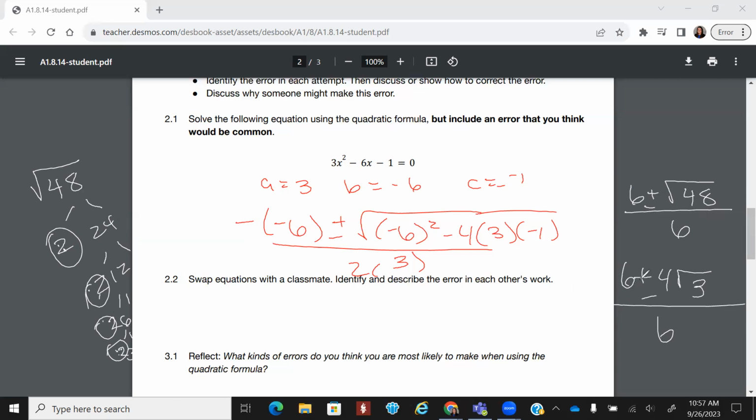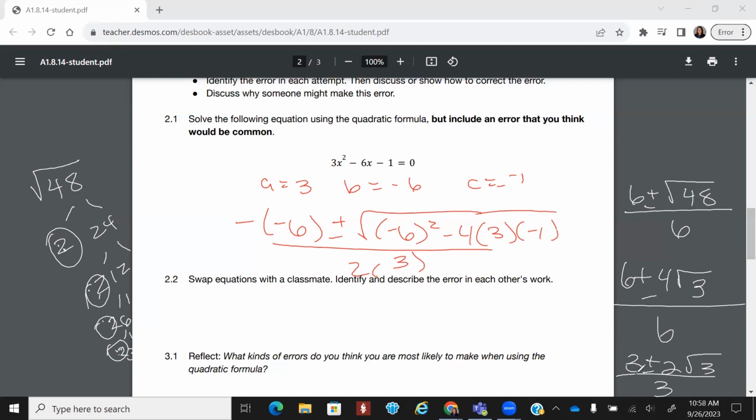Did it simplify it for you? Yeah. So how did I get 48? A lot of us are typing in the wrong thing. We got -6 squared minus 4 times 3 times -1. All those parentheses have to be typed into your calculator in order to get it right. Okay, so now everything on the outside is divisible by 2. And so that's going to give me 3 plus or minus 2 square root of 3 divided by 3.